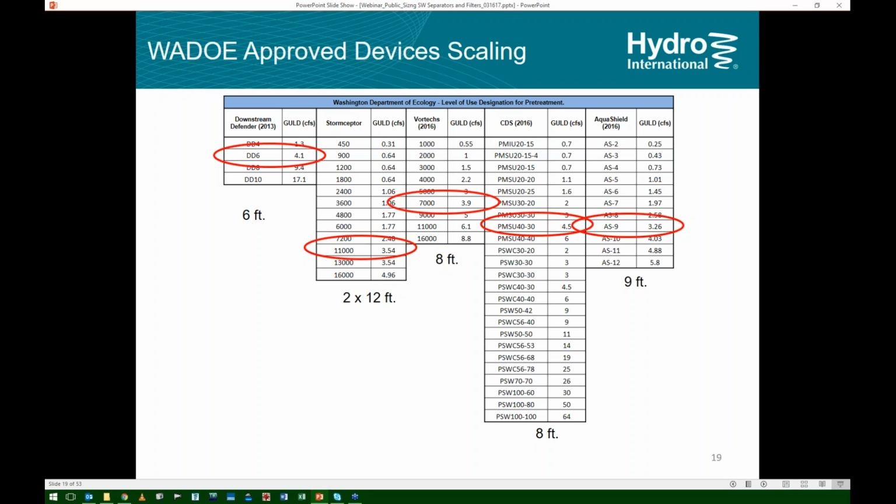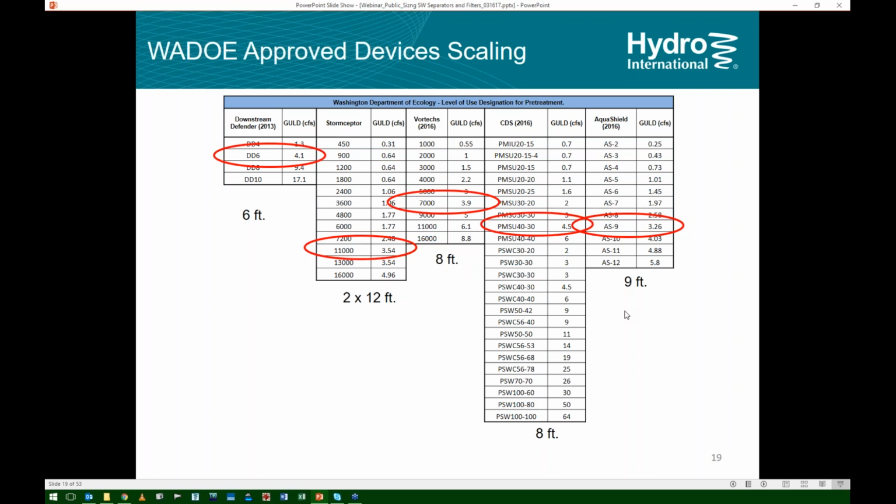And say I want to treat that 3.11 CFS, I can go to the table, I can get a Downstream Defender, it's a 6-foot unit, or I can use a Storm Scepter here, 11,000. That's actually a double 12-foot manhole unit. For Technic, 7,000, it's an 8-foot unit. And I can continue through CDS, 8-foot unit, Aquaswirl, a 9-foot unit.